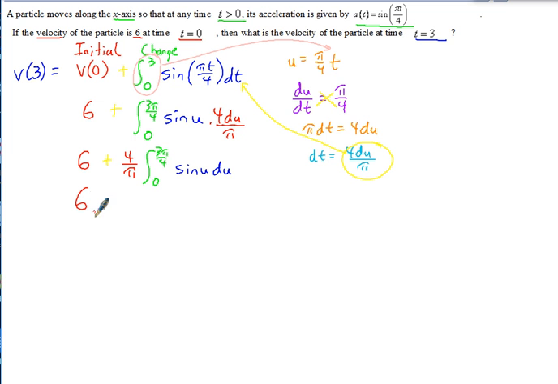And I keep writing it down here because a common thing to forget is the initial value. To evaluate the integral, people just forget to add it. So if you keep writing it down, you're less likely to forget it. So we've got 4 over pi.